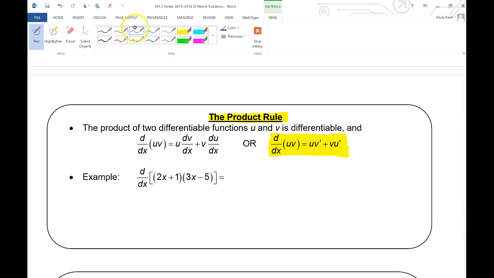The first thing I would do when you're first learning this is figure out what you are going to make u and what you are going to make v. So I will make 2x plus 1 u, and 3x minus 5 v. Then over on the side, figure out what u prime is and what v prime is. So what's the derivative of u?